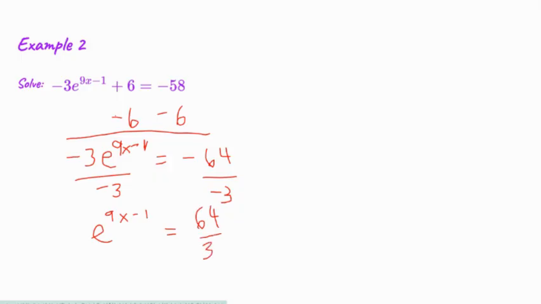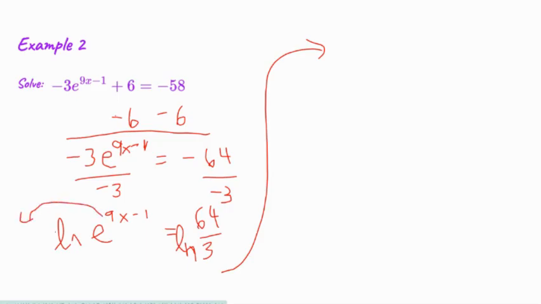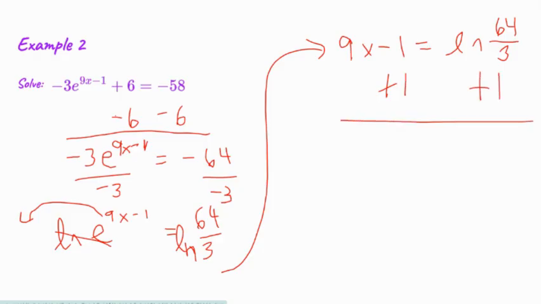Now, in this instance, we're definitely going to want to use natural log, because the natural log and the e will cancel out. The exponent will come out, and we're just left with 9x minus 1 is equal to the natural log of 64 divided by 3. And while the natural log of 64 over 3 may look kind of funny, it's just a regular algebraic equation from here on out. Add 1.